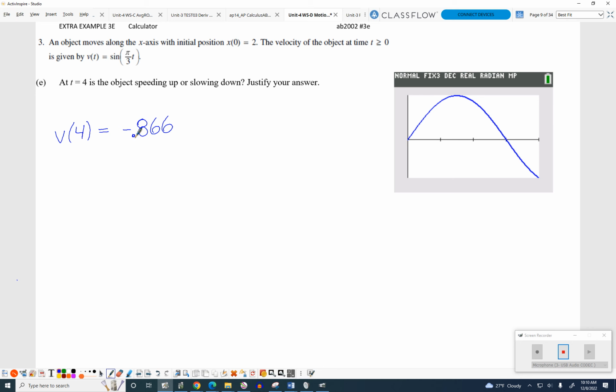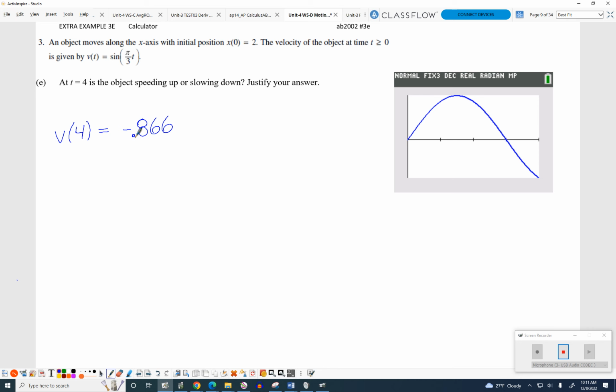The negative does not say the object is slowing down. Everybody, what is the negative telling us? Come on, hands, everybody. What does the negative mean? Key to the AP test is you got to know what the numbers mean. You spent like 12 years of your life manipulating numbers, and no one's really forced you to understand the meaning. The numbers are of no interest to me unless they have some meaning. So what does the negative mean, Dylan?